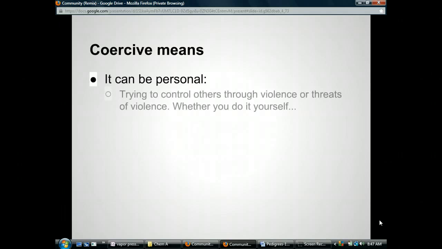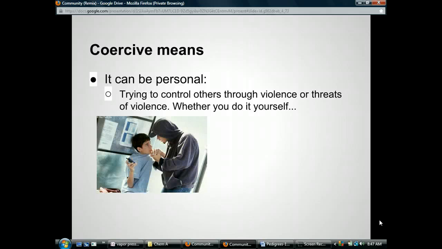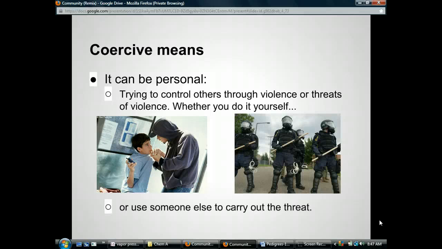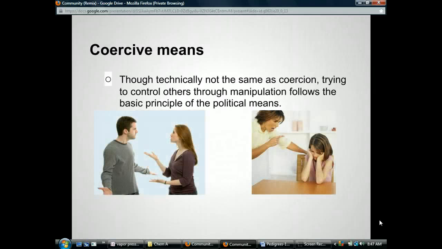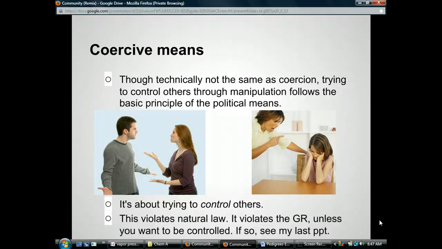It can be personal. So maybe it's trying to control others through violence or threats of violence, whether you do it yourself or you have someone else carry out the threat. Now, though technically not the same as physical coercion, trying to control others through manipulation follows the same basic principle. It's about trying to control others, about being a control freak. And this violates natural law because you don't want to be controlled.